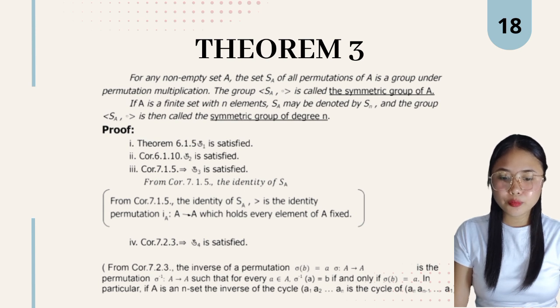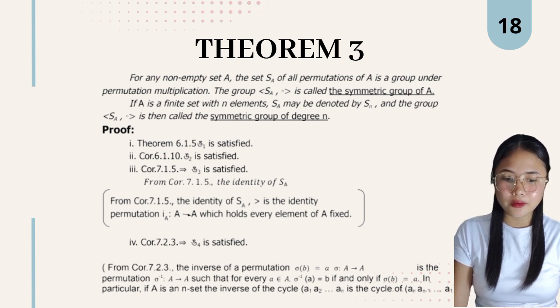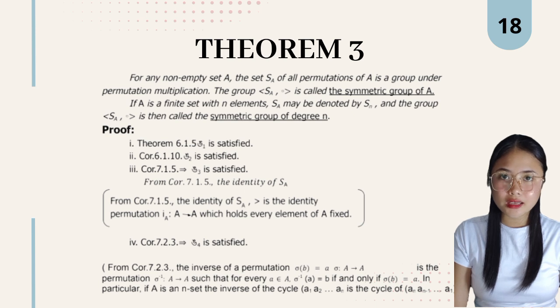From Corollary 7.2.3, the inverse of a permutation sigma. So for sigma, A to A, the permutation sigma inverse, A to A, is such that for every a an element of A, sigma inverse of a is equal to b if and only if sigma of b is equal to a. So in particular, if A is an n-set, the inverse of the cycle (a sub 1, a sub 2, and so on, a sub n) is the cycle (a sub n, a sub n minus 1, and so on).